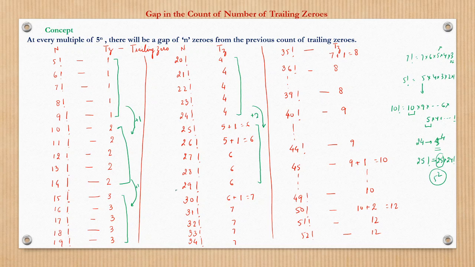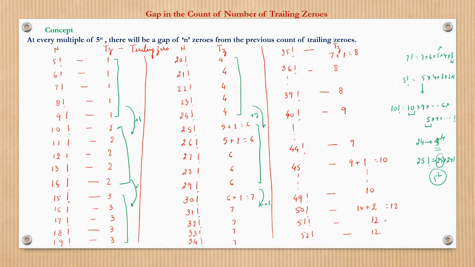Now from 29 to 30, it is only one extra 5. I mean, from 29 to 30 we just multiply 30, and 30 has only one 5. 5 into 6, only one 5. So since only one 5 is getting multiplied here, from 6 to 7 we get only one extra zero. So same here, it goes to 8, then 9, then 10.